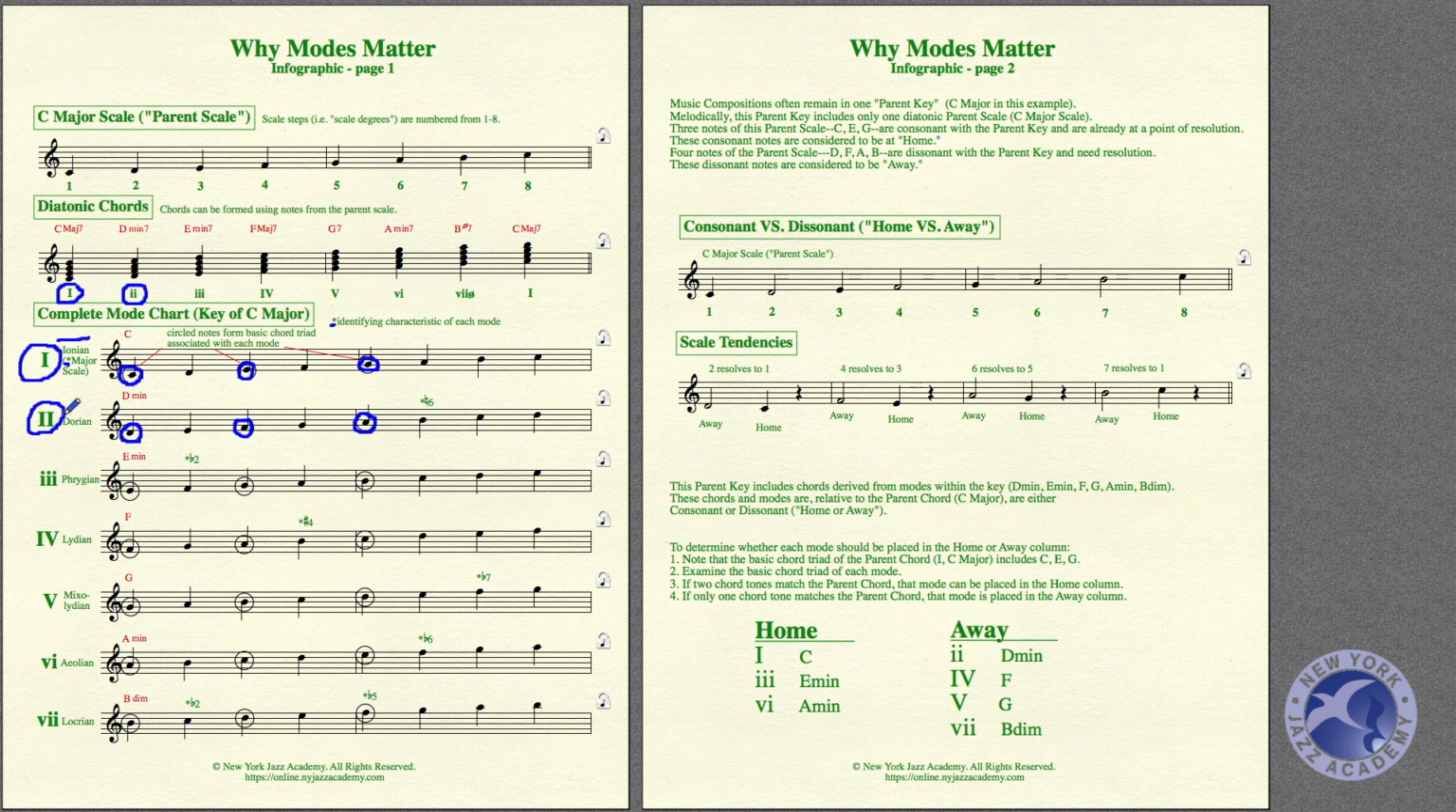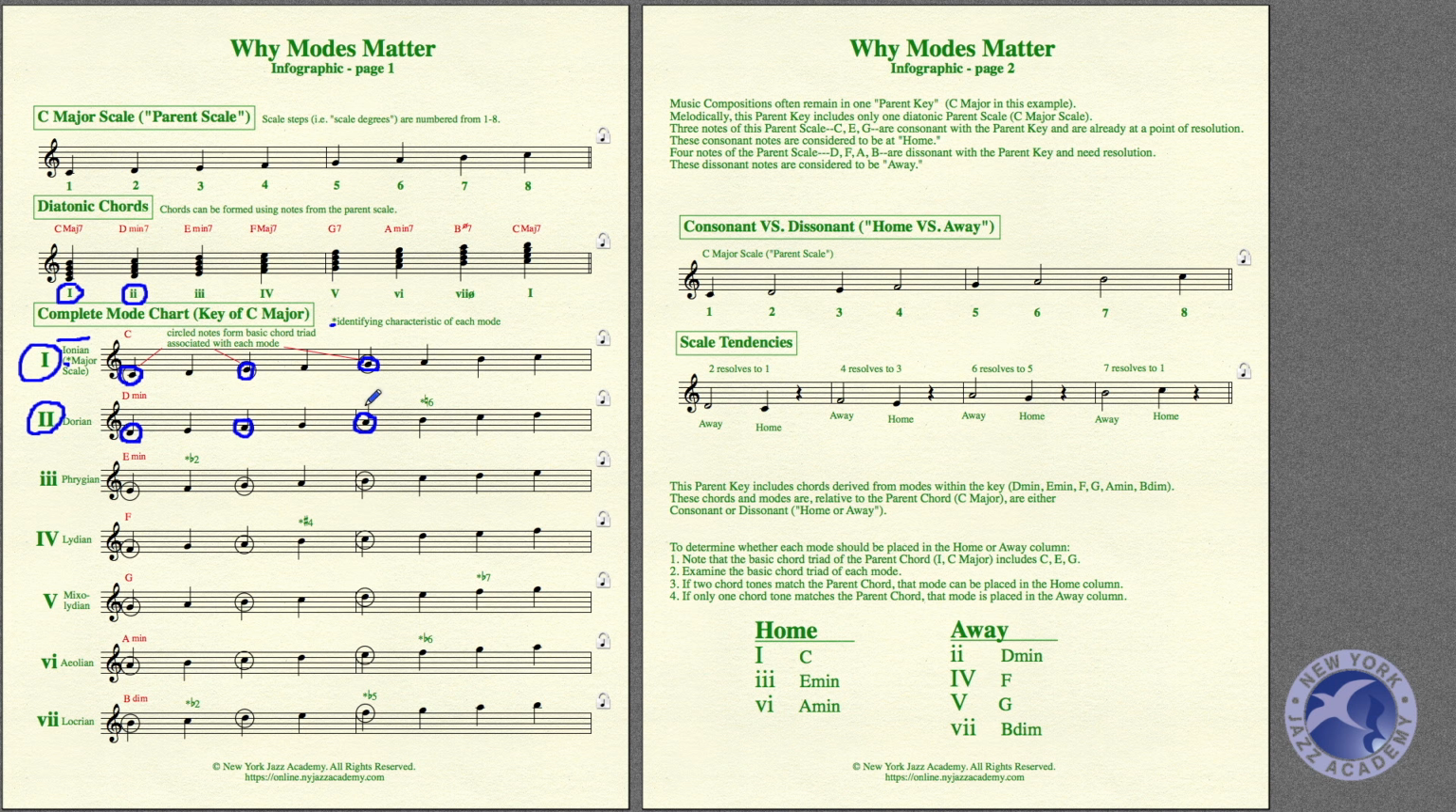This one is used a ton in jazz. This one is called the Dorian Mode, and this is all the notes of the C major scale, but starting on 2 instead of on 1. So again, the sound of it is this. The chord is a D minor chord.